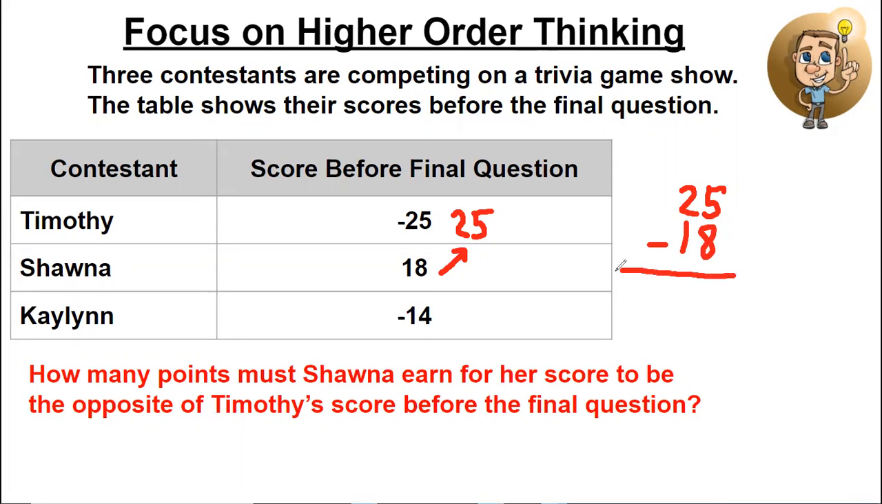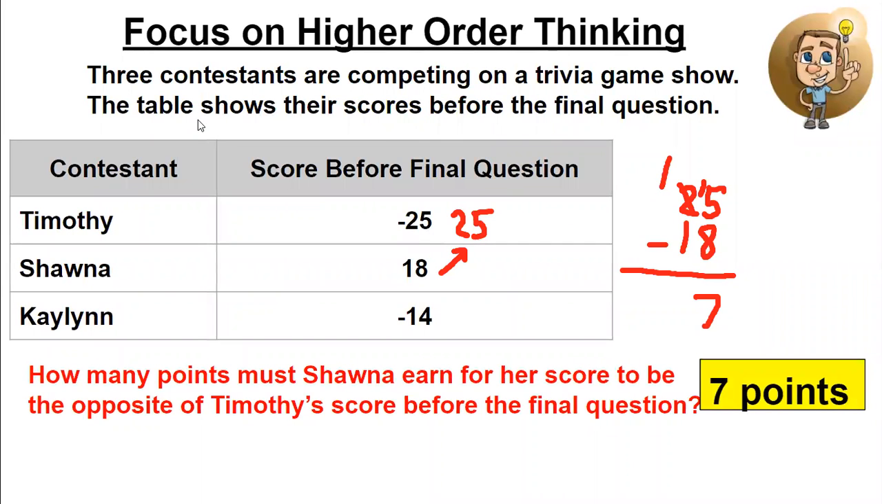How do I subtract? If you remember from last year, I can't take 8 from 5 because it's bigger than 5. So I'm going to borrow from the 2. Make the 2 a 1. I'm going to make the 5 into 15. So 15 minus 8 is going to give me 7. So how many points must Shauna earn for her score to be the opposite of Timothy's score? 7. She must earn 7 points. There's your 7 points.